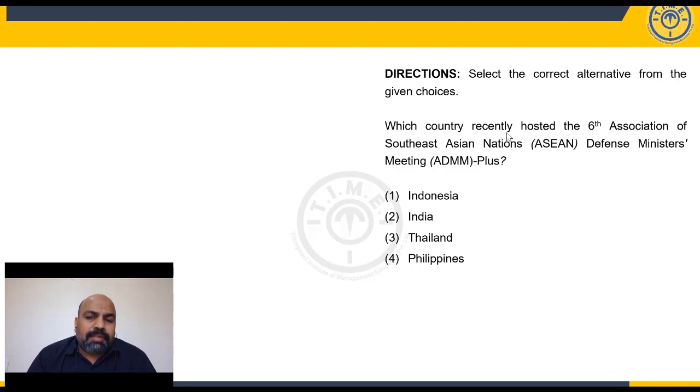Now, in some places, you may find ASEAN plus 3. So there are 10 members of ASEAN plus other 3 members. What are the other 3 members? China, South Korea, Japan. You look at the map from where you are. This is China, South Korea, Japan. These are the 3 countries. So ASEAN plus 3. Let's go a little further.